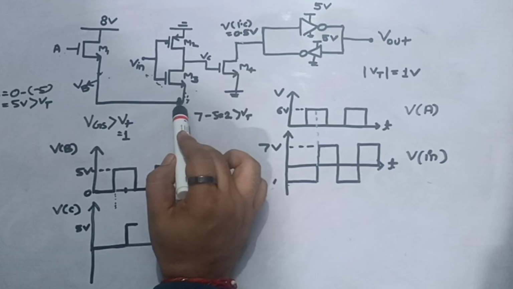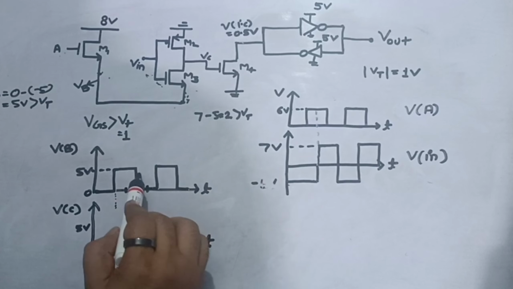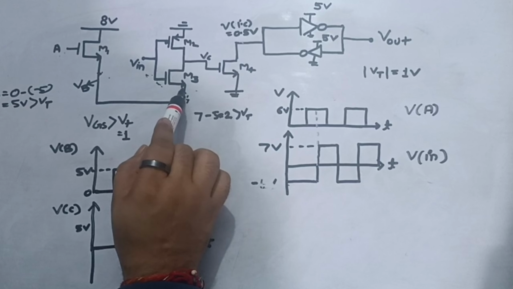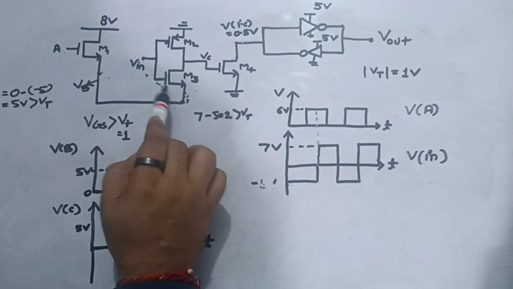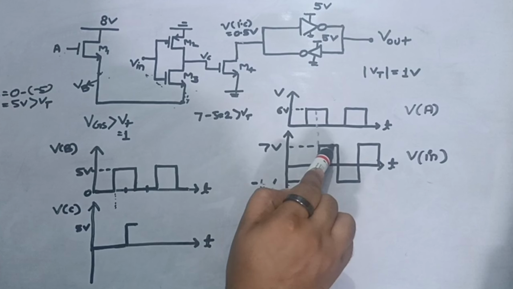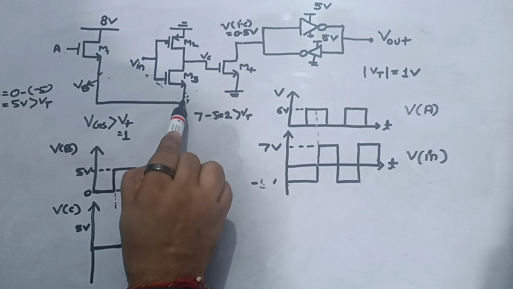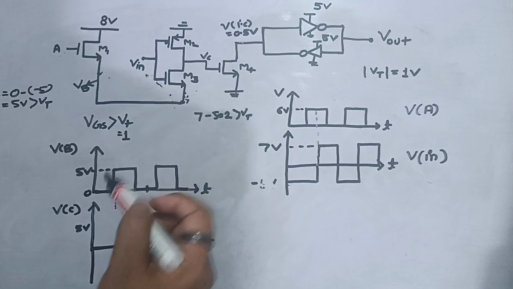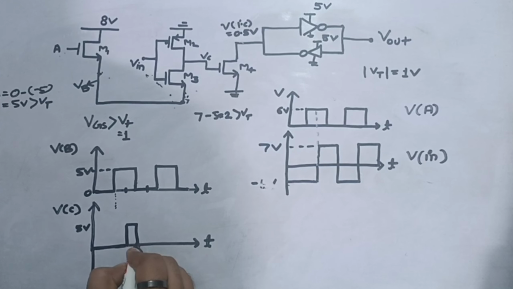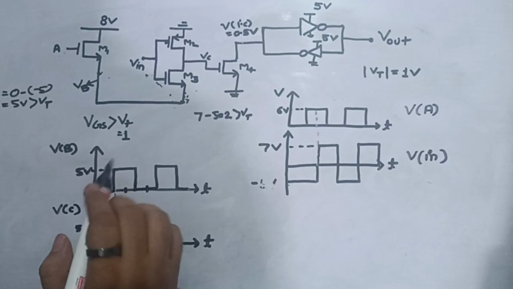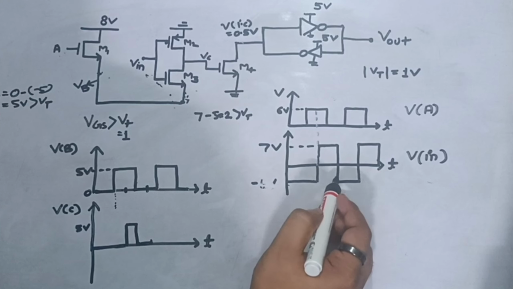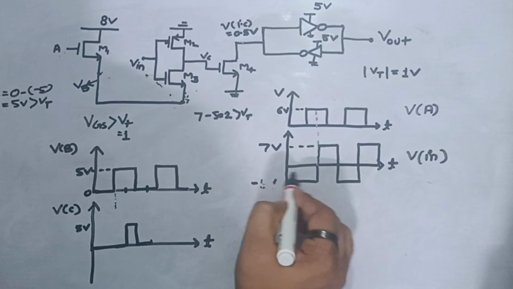Now as soon as this node VB changes its state from 5 volt to 0 volt, M3 will still be turned on, and VGS will become larger because Vin is still sitting at 7 volt and the VB net is going to 0 volt. VGS is 7 volt, but now the VC value will be pulled to 0 volt instead of 5 volt. So this is how the waveform will come till this point. Now at this point, your Vin is changing its state from 7 volt to minus 5 volt.